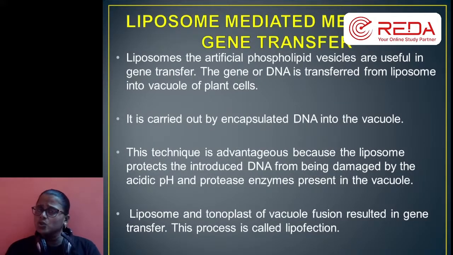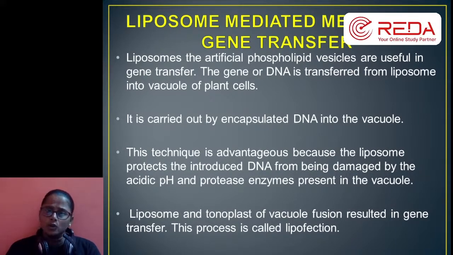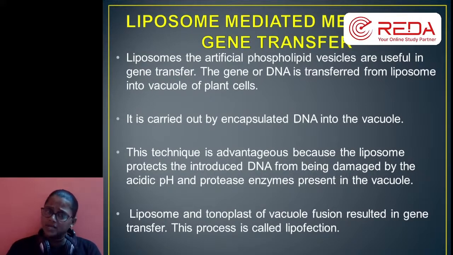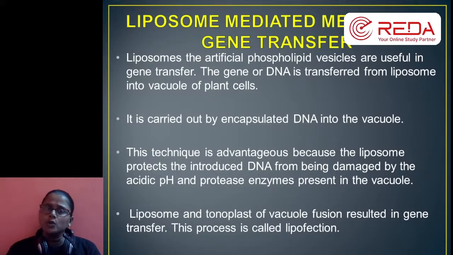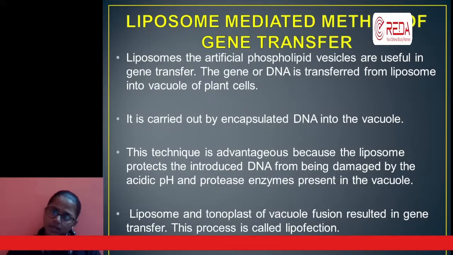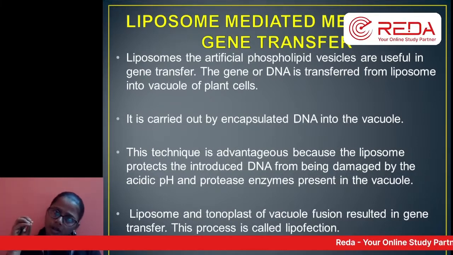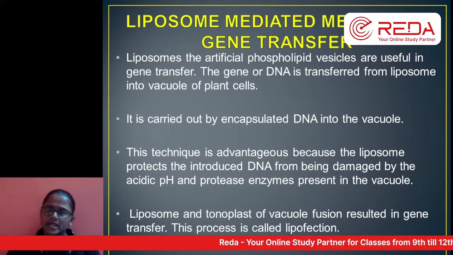Another method, by which you do not use a vector, is called the liposome-mediated method of gene transfer. Liposomes are artificial phospholipid vesicles which are used for gene transfer. Here we are going to transfer the liposome into the vacuoles of the plant cell, because you know that a plant cell has a very large vacuole. The cell is full of vacuoles. So we take the liposomes directly inside and deliver our DNA.